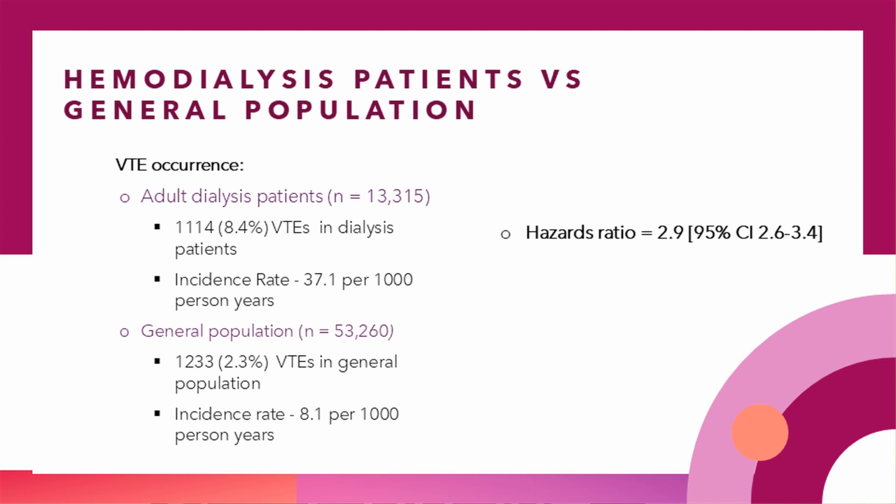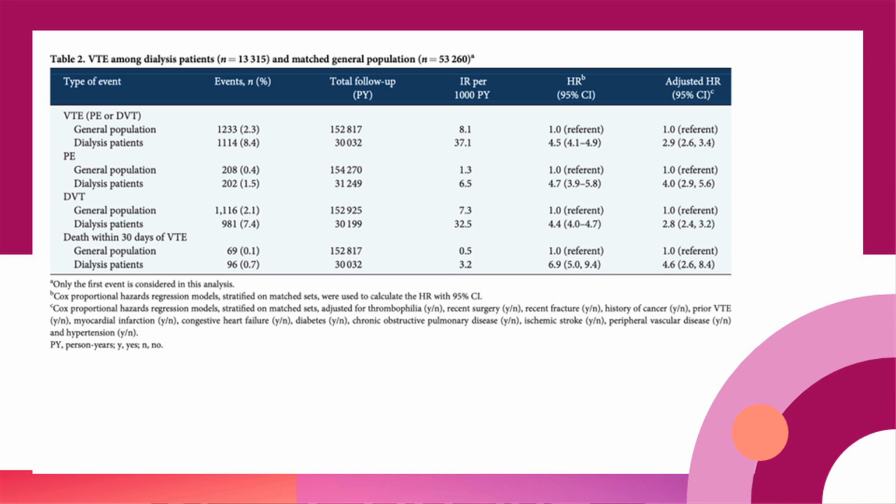And when put into a hazards ratio, and this hazards ratio was actually adjusted for comorbidities, such as recent fractures and malignancy, the hazards ratio was still 2.9, so they were about 3 times more likely to have a VTE event if you're on dialysis versus the general population. And this is just looking at the data. As you can see here, the 2.9 is the adjusted hazards ratio, and it was actually PE which had the highest hazard ratio, but DVT was high as well.